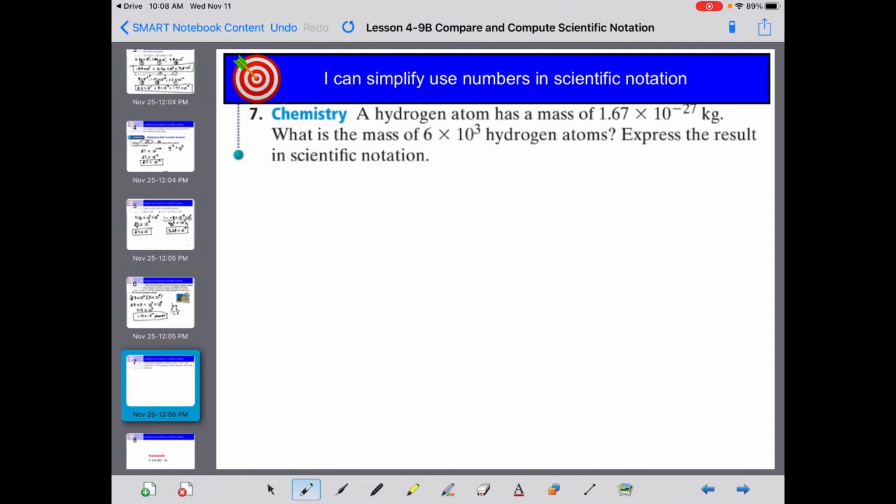A hydrogen atom has a mass of 1.67 times 10 to the negative 27th kilograms. What is the mass of 6 times 10 to the third hydrogen atoms? Express the result in scientific notation. Pause the video, try this one, compare your answers to mine.